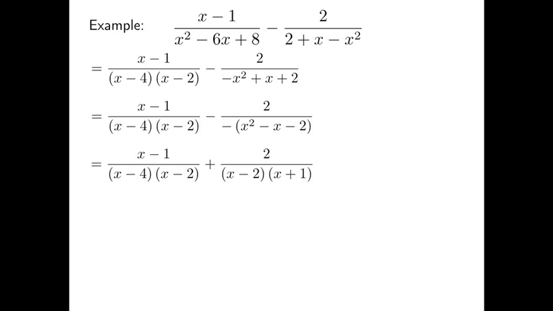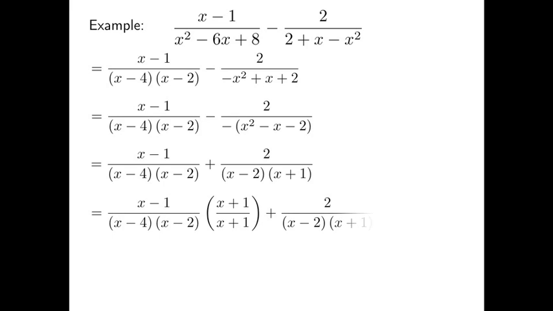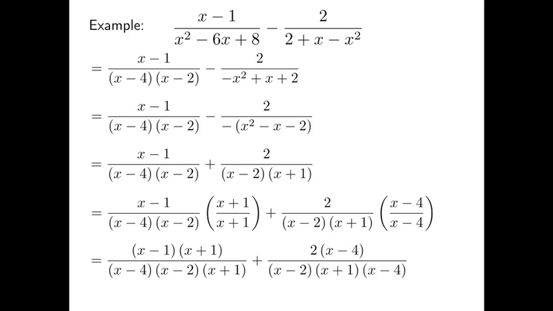And we can see that our common denominator will have to be x plus 1 times x minus 2 times x minus 4. The first term is missing an x plus 1, so we'll multiply by x plus 1 over x plus 1. And the second fraction is missing an x minus 4, so we need to multiply by x minus 4 over x minus 4. Once we do that, we see that we have our common denominator. Remember, the order of the terms does not matter with multiplication because multiplication is commutative.